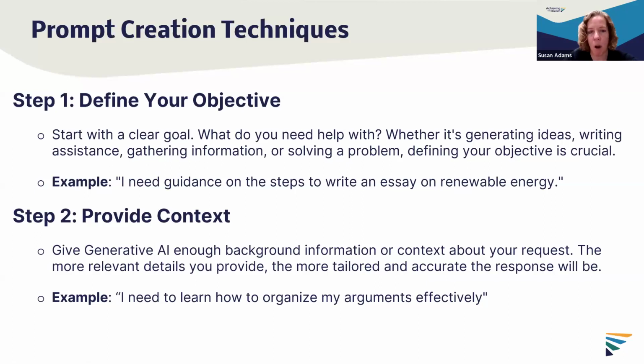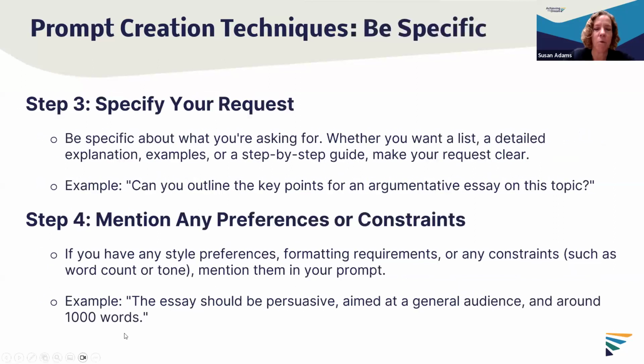So here's how we do prompt creation. This is sort of the prompt engineering. It's really important to define your objective. You're going to get a much better output when you start with a clear goal. So really answer to yourself, what do you need help with? Whether it's generating ideas or writing assistance. An example is, I need guidance on the steps to write an essay on renewable energy. Then give it the context: I'm a first year or second year student, or I'm teaching in a community college, or I'm teaching a third year level course. So giving it that context is step two. That's really important in your initial prompt generation.